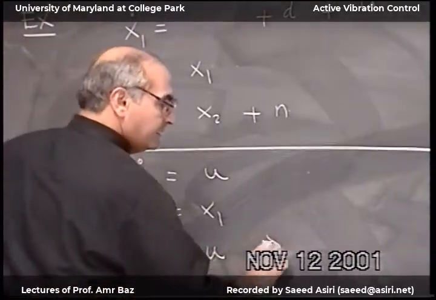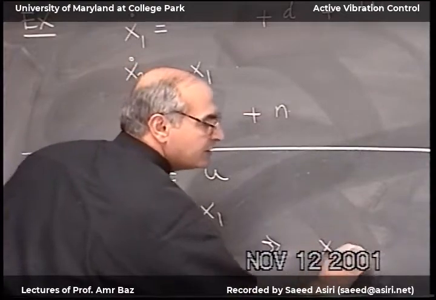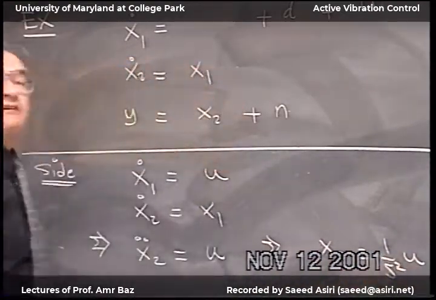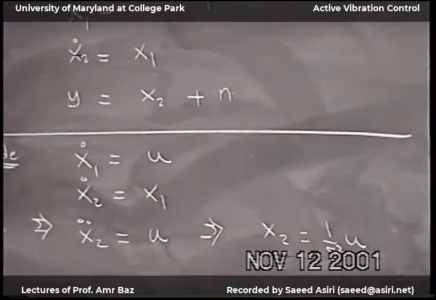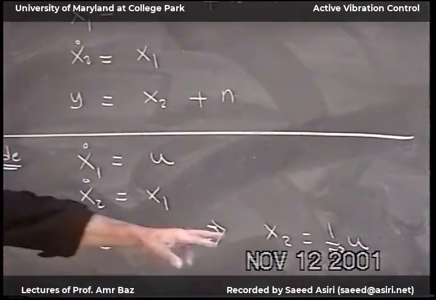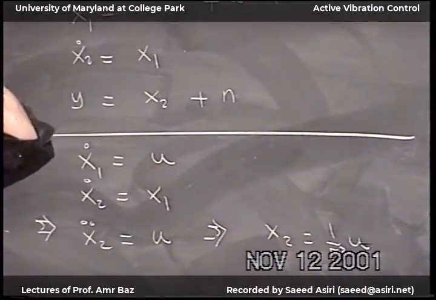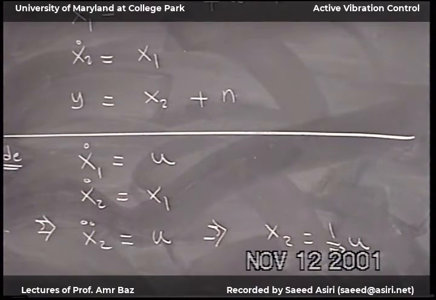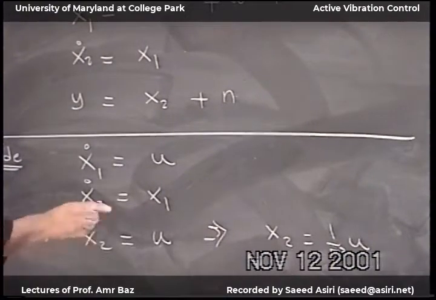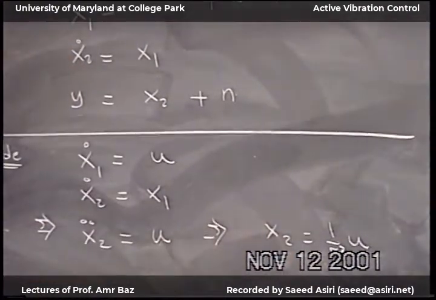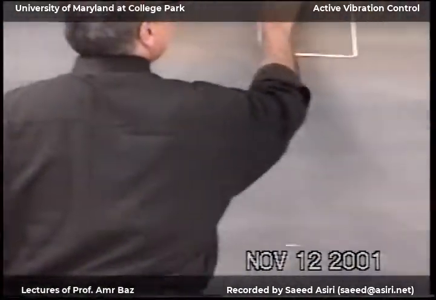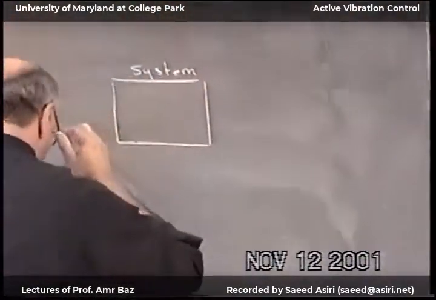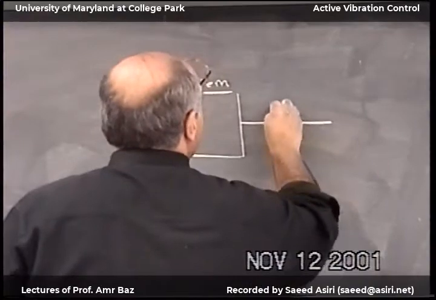If I take this and differentiate it, then this x2 double dot will equal u. And this will say now that x2 is equal to 1 over s squared times u. So this is a very simple mass, inertia, and I neglected the spring, and neglected the dampers, neglected everything else. So I made it a very crude system. In effect, what we have is a double integrator system. So now I can make it here. This is my system, and the output from here is x2.